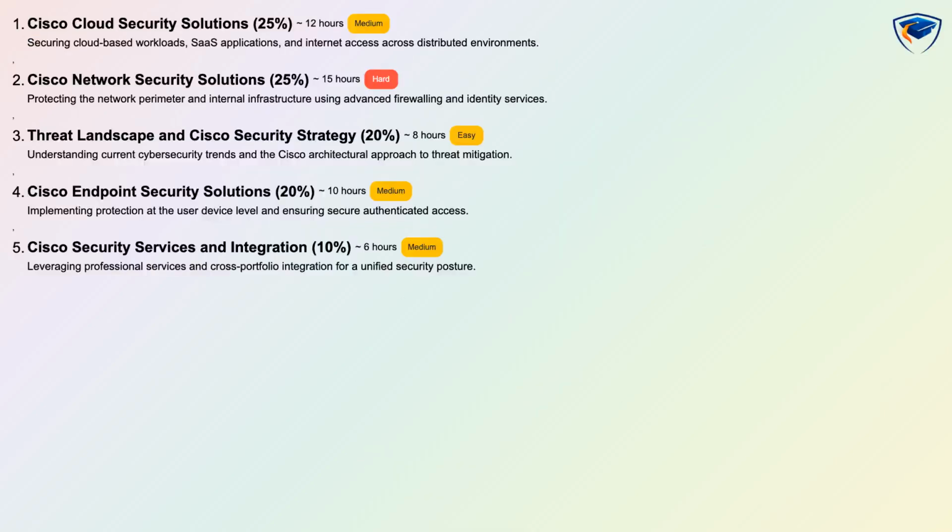Overview of the exam syllabus and weights. Cisco Cloud Security Solutions 25%, Cisco Network Security Solutions 25%, Threat Landscape and Cisco Security Strategy 20%, Cisco Endpoint Security Solutions 20%, and Cisco Security Services and Integration 10%. Each domain lists difficulty, estimated learning time, and the assessment type so you can plan focused study sessions. The exam combines conceptual questions and scenario-based assessments to test both knowledge and real-world judgment.